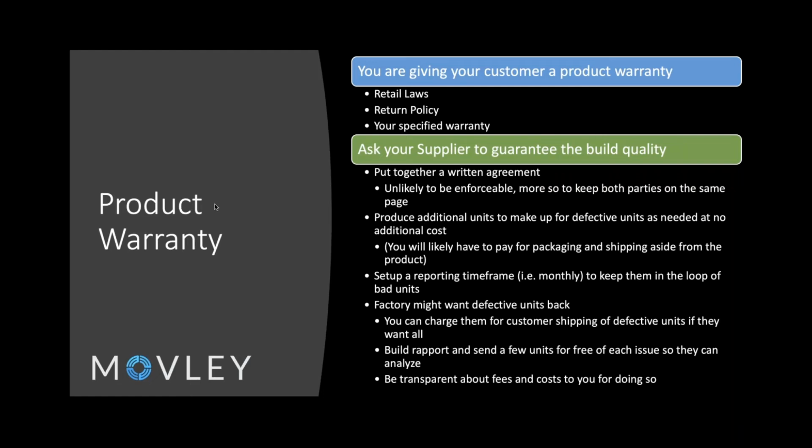Number 2, the details of the agreement would be to have them produce additional units to make up for defective units as needed at no additional cost.